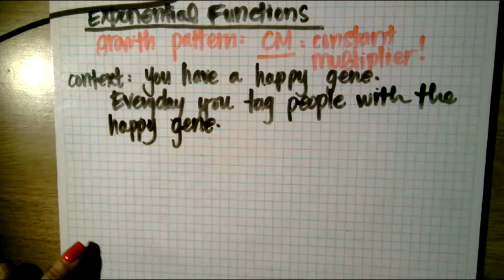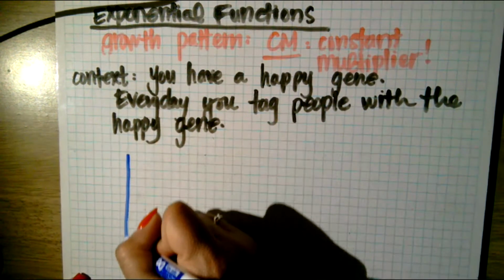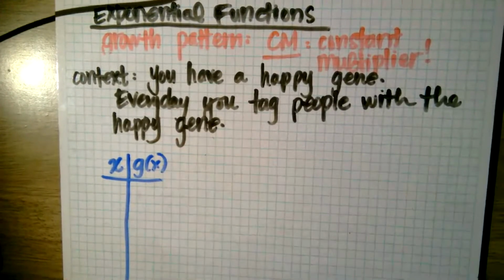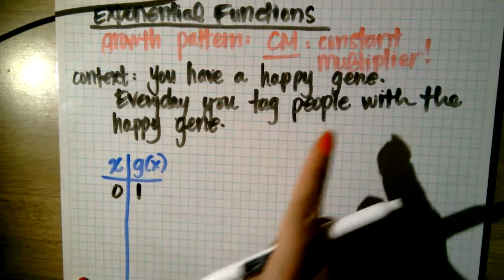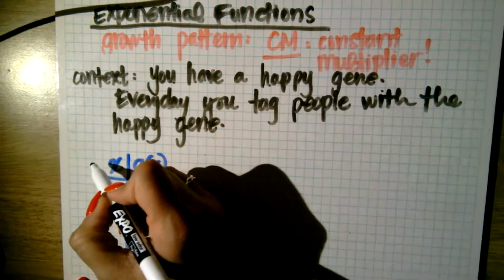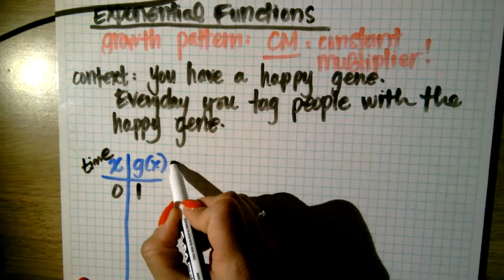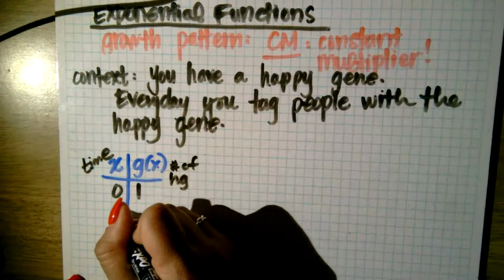Okay. Here is your table of values. You've tagged people with the happy gene, and this is the table of values that you have. I'm going to call it g of x. So this happy gene started with yourself. There was nothing before, so this is going to be time, and this is the number of happy genes.